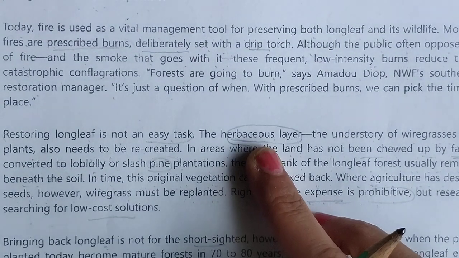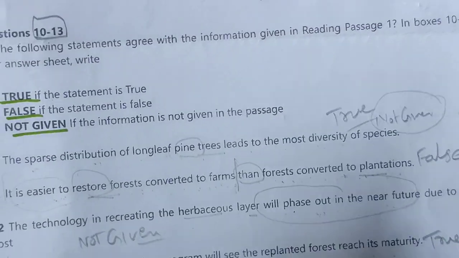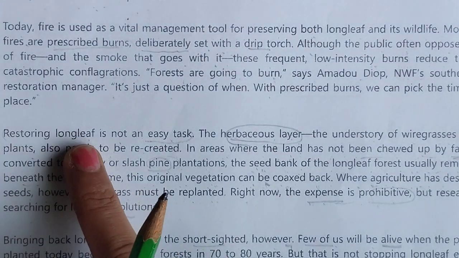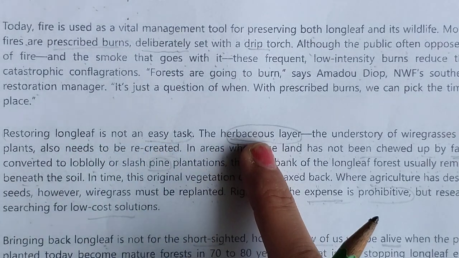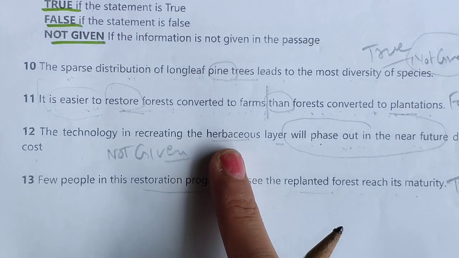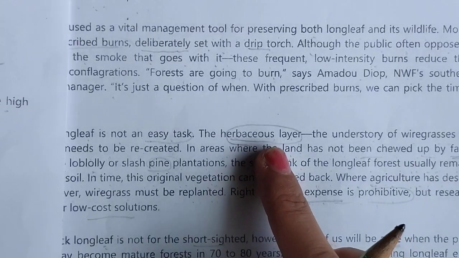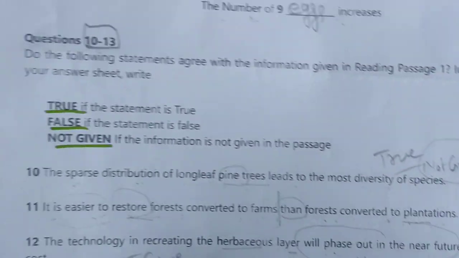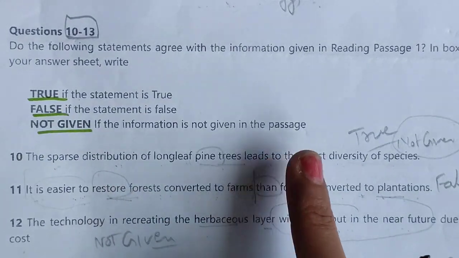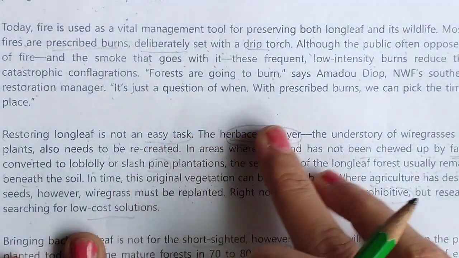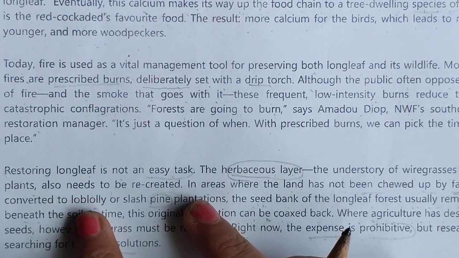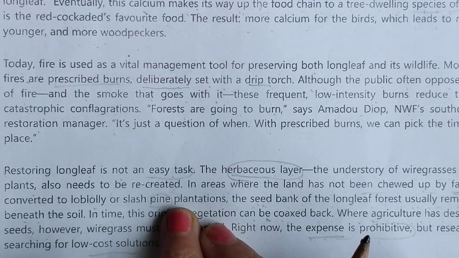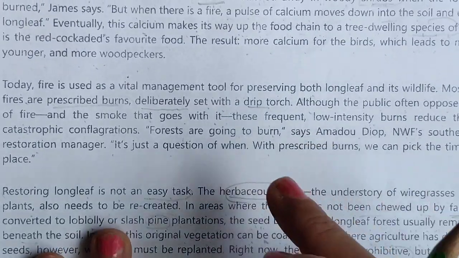Here we have got this location, and the 11th is this location: restoring longleaf is not an easy task. The next question is that the herbaceous layer will phase out; the explanation is given for this also, so the 10th question we can get in the above paragraph. Although we were looking at pine trees according to the keywords, we were looking for the pine plantations. But let's read this one also.